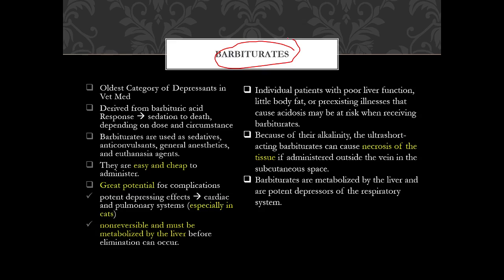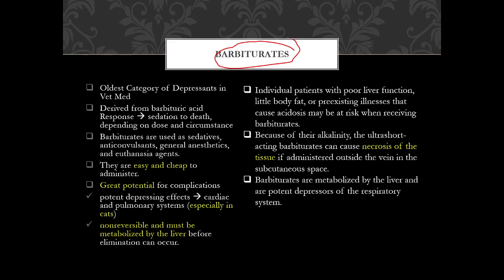They're used as sedatives, anticonvulsants, general anesthetics, and euthanasia agents. They are easy and cheap to administer, but they have a great potential for complications. They have potent depressing effects on the cardiac and pulmonary systems, especially in cats, so we're not going to use this in cats. It's non-reversible and has to be metabolized by the liver before elimination can occur. So if the liver is not functioning normally, it's not going to leave the system. It's also non-reversible, so not as safe as some other medications.